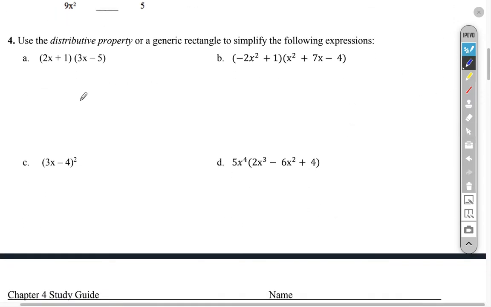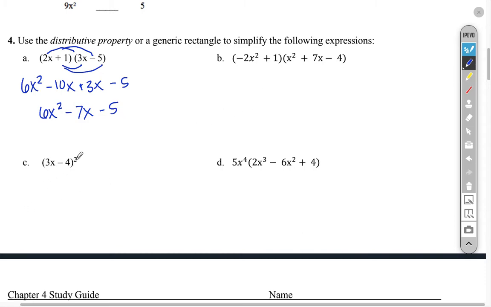Alright, so now it says to use the distributive property or a generic rectangle to simplify the following expressions. So for these two, I will do just the regular distributive property, and then I'll show you the box method on these. So remember, we use FOIL: first, outer, inner, last. So 2x times 3x, 6x squared. 2x times negative 5, negative 10x. 1 times 3x is 3x. And 1 times negative 5 is negative 5. And then we just combine like terms. So we have 6x squared, and then negative 10x and positive 3x is going to give us negative 7x, minus 5.